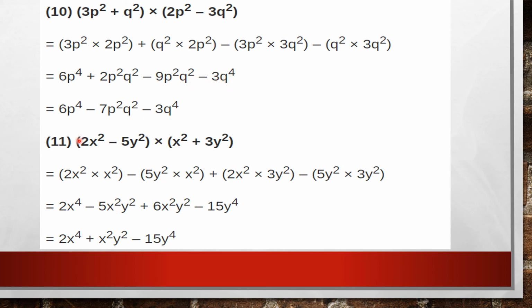Now here, in the 11th problem, we are going to multiply each term with the corresponding term on the other side. 2x squared multiplied with x squared, and again 2x squared multiplied by 3y squared, and again minus 5y squared multiplied by x squared, and again minus 5y squared multiplied by 3y squared. We get 2x power 4 plus x squared y squared minus 15y power 4.